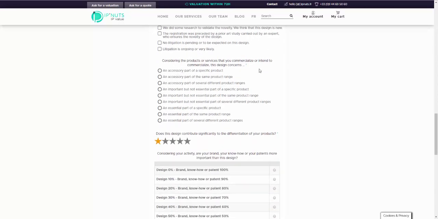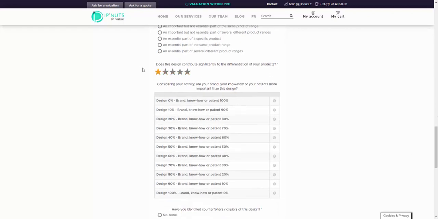Then, this is a really important question for us. Considering the products or services that you commercialize or intend to commercialize, this design concerns an accessory part, an important but not essential part, or an essential part of a product, of a range of products, or of several ranges of products. So here it's really important to select carefully the sentence that is the most accurate for your case.